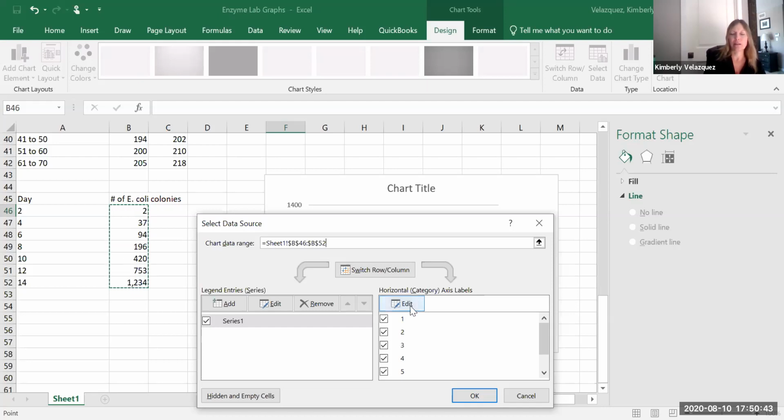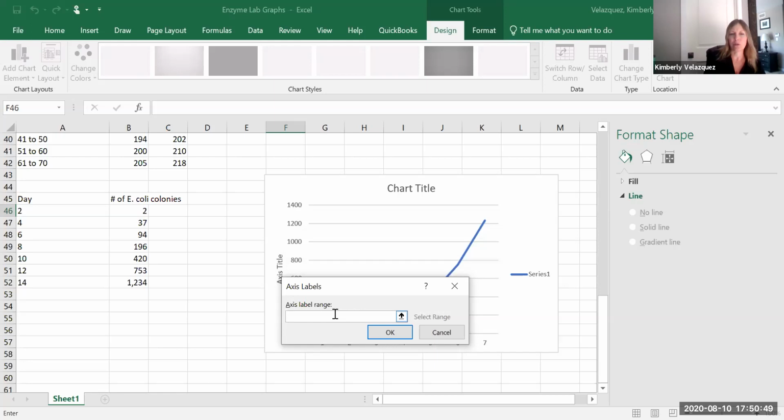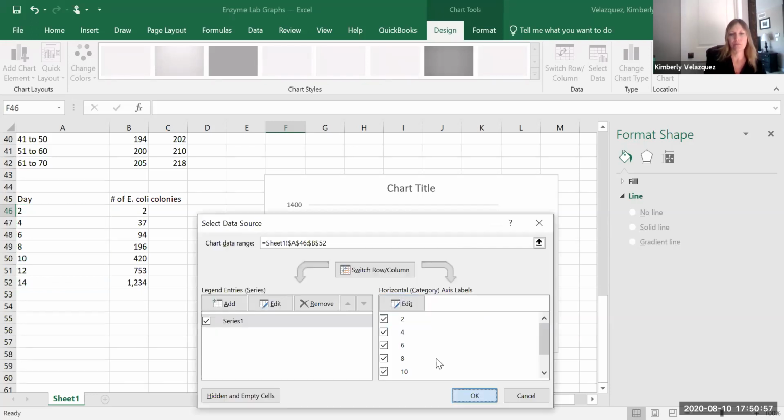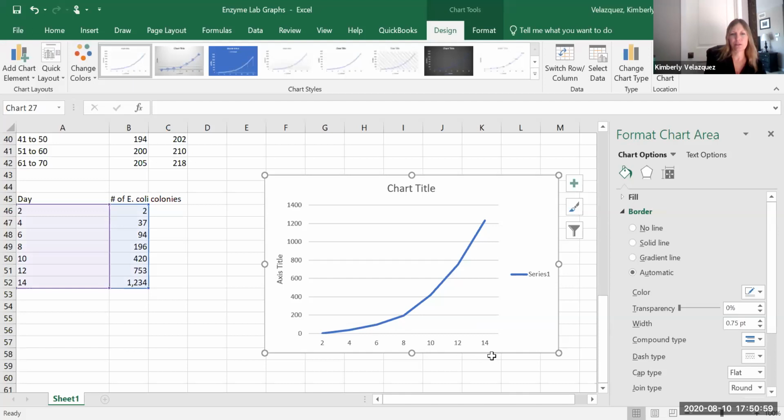I want to edit my horizontal axis. And now it's saying, well, what do you want it to be? What I want it to be is 2, 4, 6, 8, 10, 12, 14. Ta-da, 2, 4, 6, 8, 10, 12, 14. Now my number of E. coli colonies, I can clearly see that trend increasing over time.